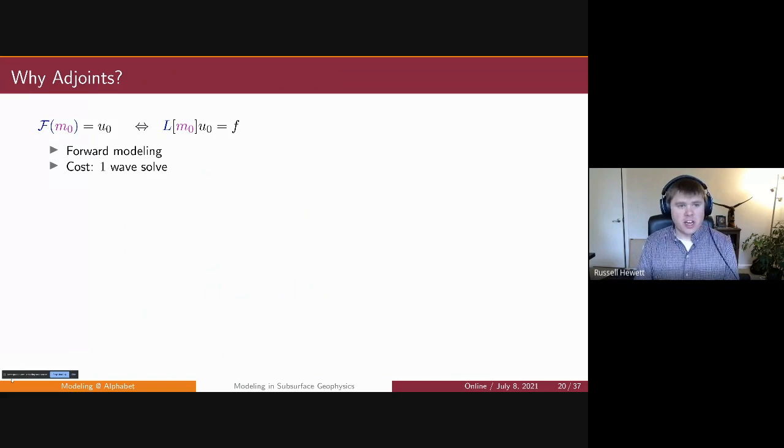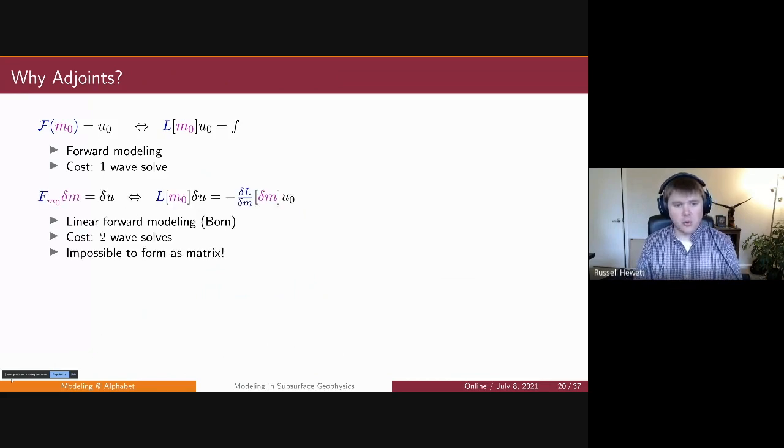So why do we care about adjoint states? It's largely a cost-driven thing. If this is my forward model, my forward modeling costs 1 PDE solve. My linear forward model, if I needed it directly, would cost me 2 PDE solves using an adjoint state method. But if we wanted to try to form this linear operator F, that's nearly impossible.